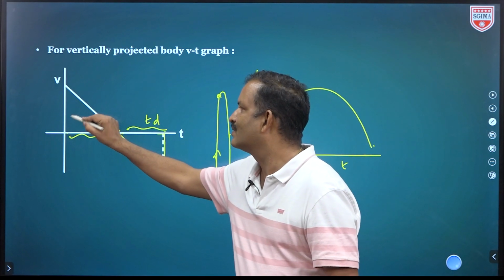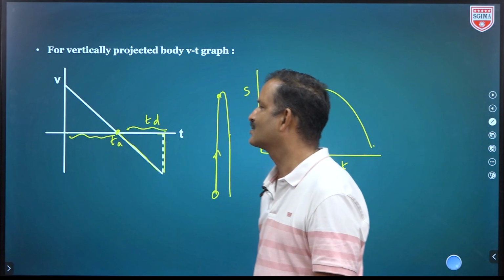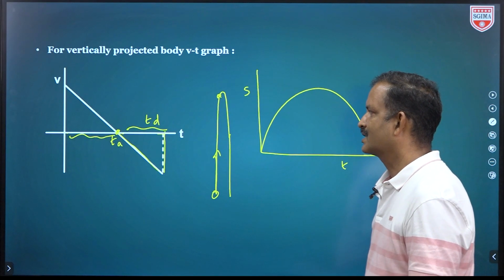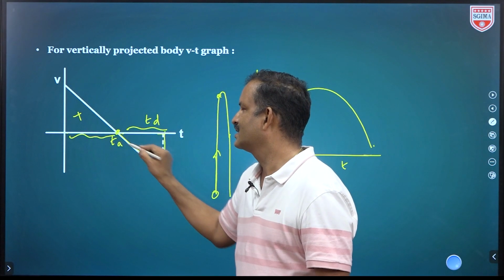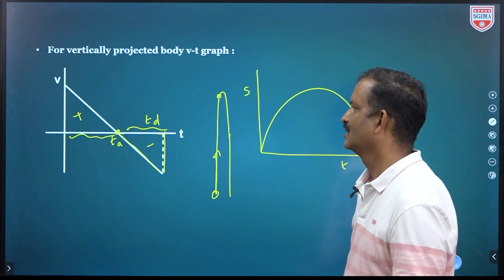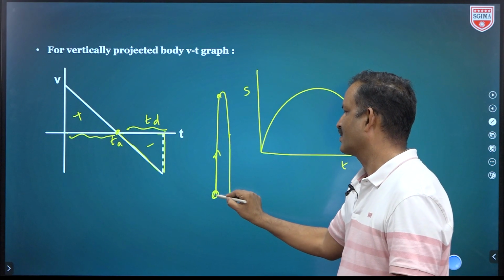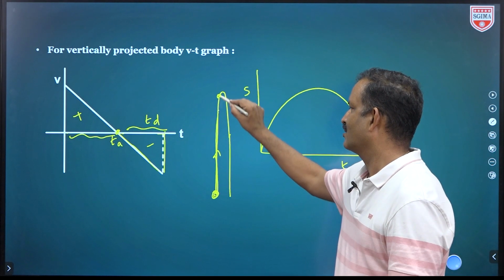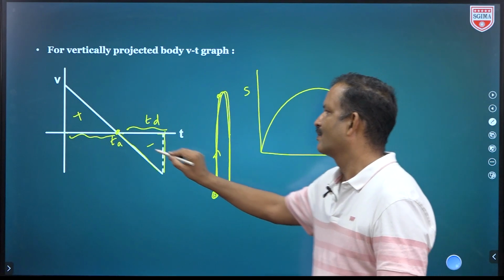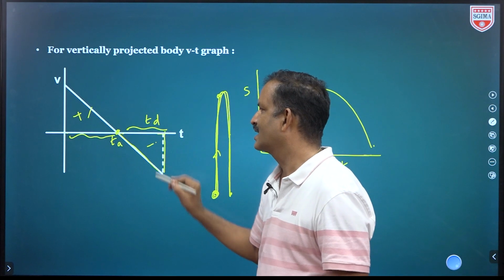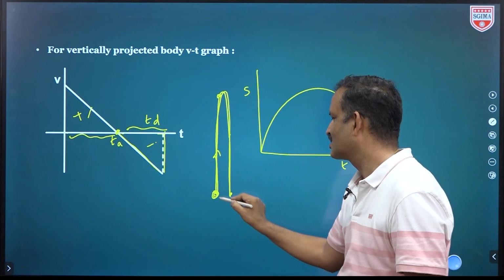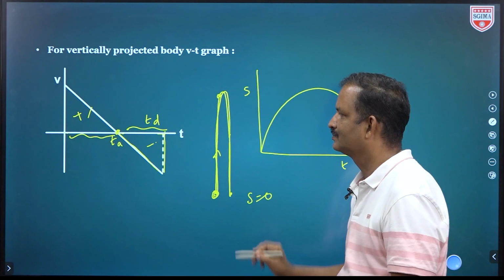Area under this one: first, this is positive area, this is negative area. Suppose it started from here and returns back to the same position. Then the plus area and minus area are equal, so net displacement is equal to 0.